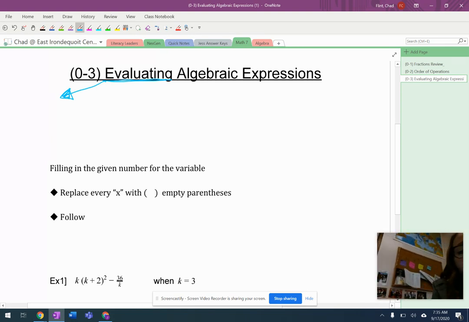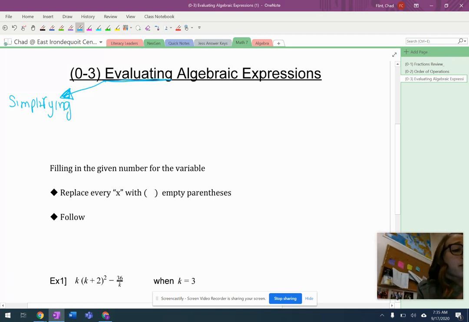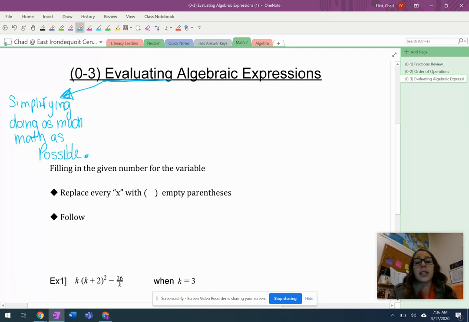Well, when you're talking math, evaluate simply means that you are simplifying. You are simplifying as much as possible. You're doing as much math as possible. Evaluate just means to take the expression and see if you can get it down to one single number. Simplify as much as possible, doing as much math as you possibly can.